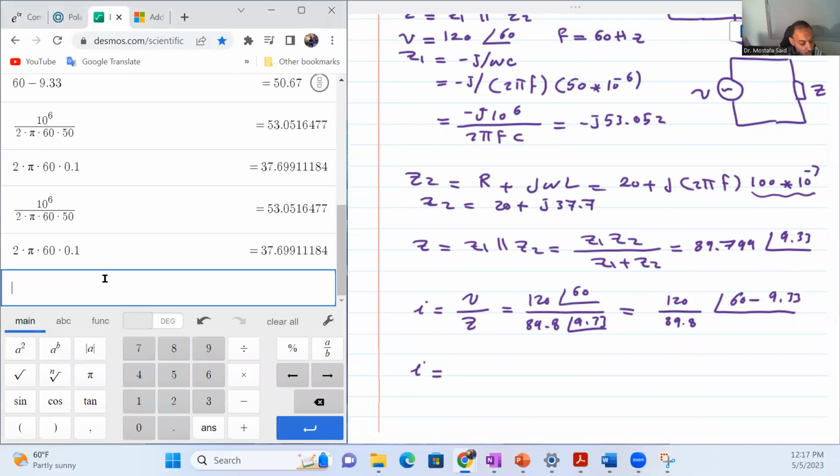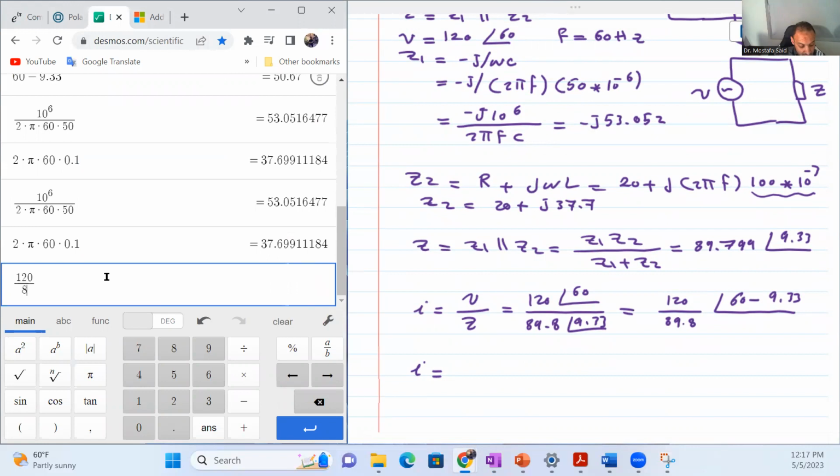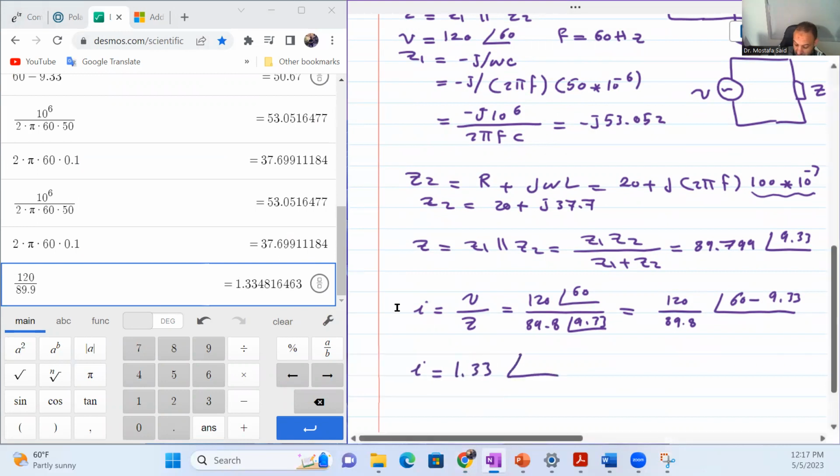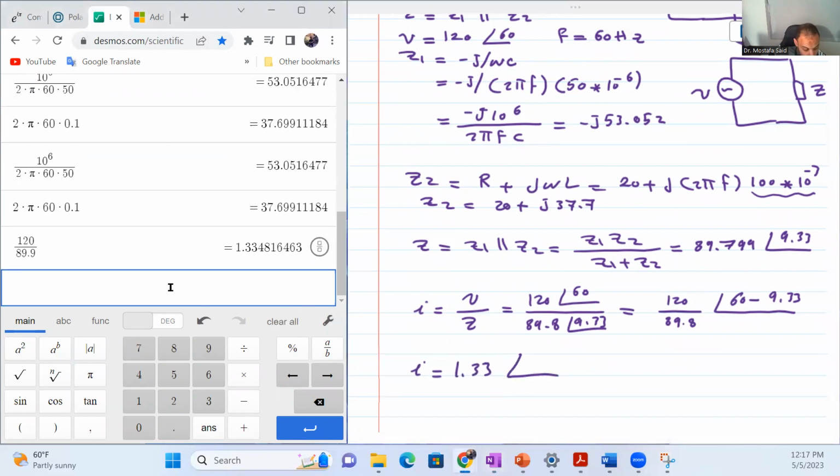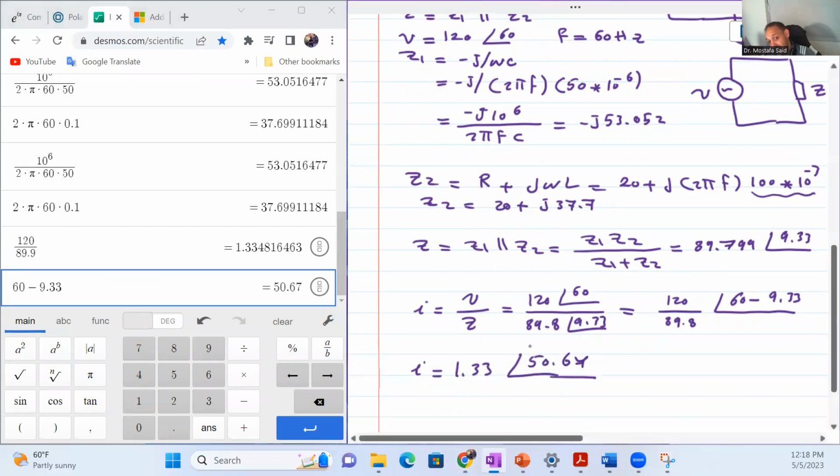So we have here 120 divided by 89.8, which is 1.33, and this angle will be 50 something. So 60 minus 9.3, it is, yes, 50.67. Okay, guys, that was it for this simple example.